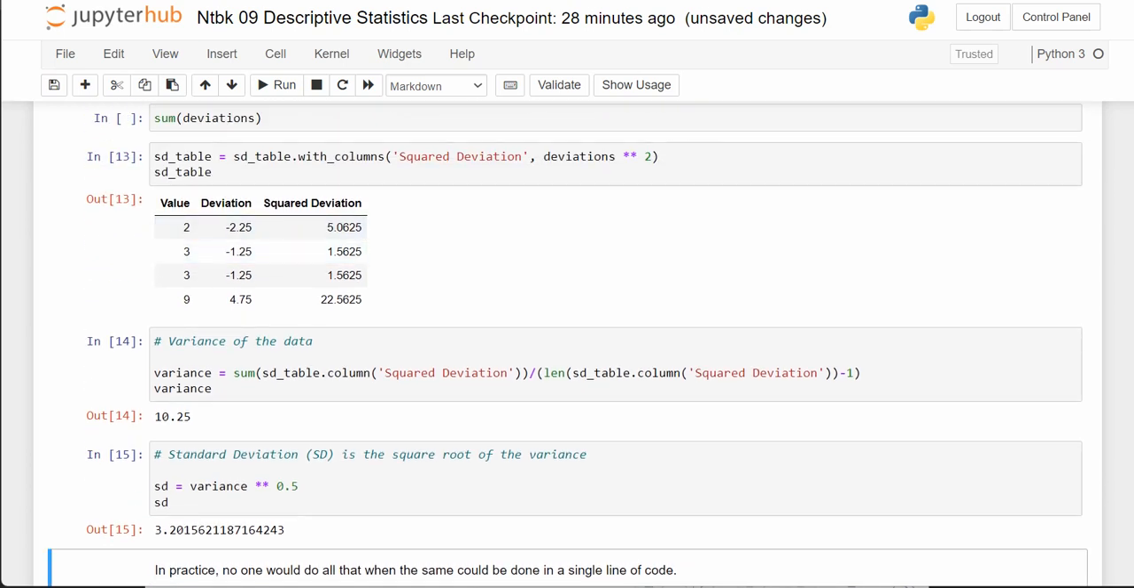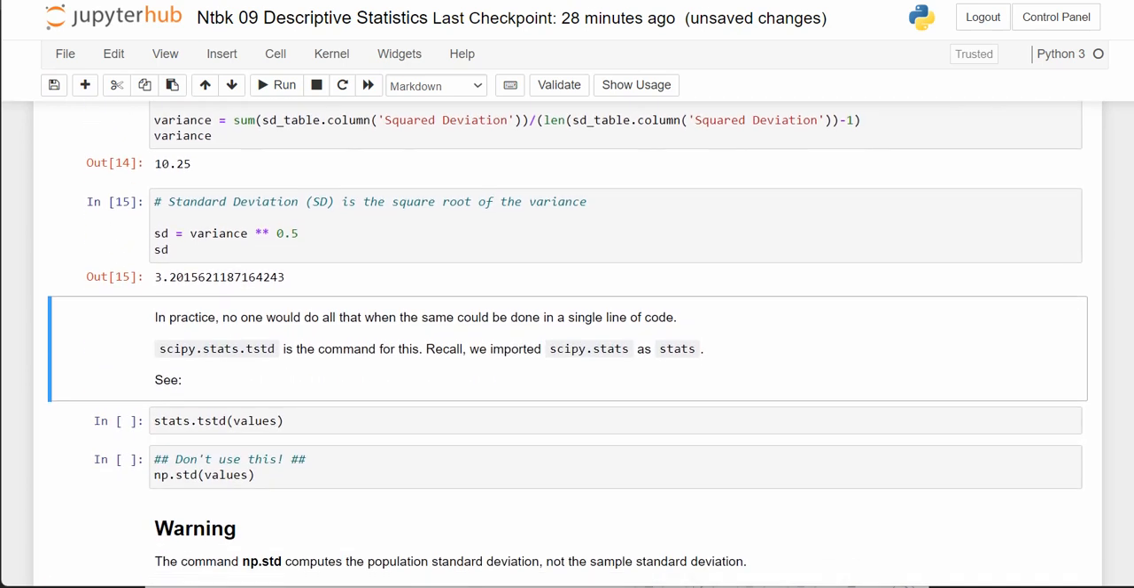The deviations are just the distance that the data point is away from the mean. Positive deviations mean the number is above the mean, and negative deviations mean it's below the mean. But then I square those deviations, so I get a column of all positive numbers, the squared deviations, and then I basically average those and take the square root. That's what gets me to the standard deviation.